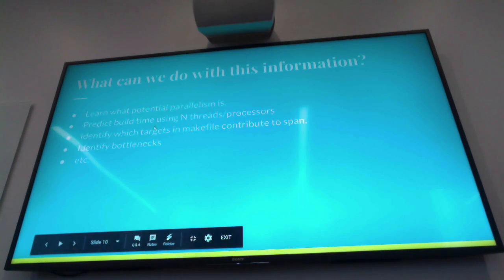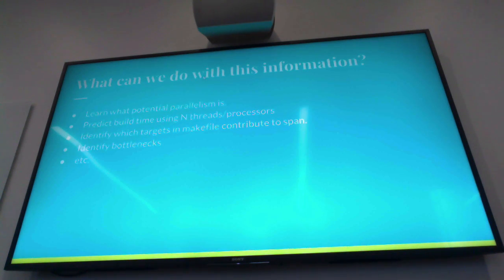Okay. So what can we do with this graph that we've built? We can learn what the potential parallelism of a project is, which is, like I said, the maximum speedup you can get running using infinitely many cores. We could also predict the build time. If we had like 10 cores, we could predict how long that would take.